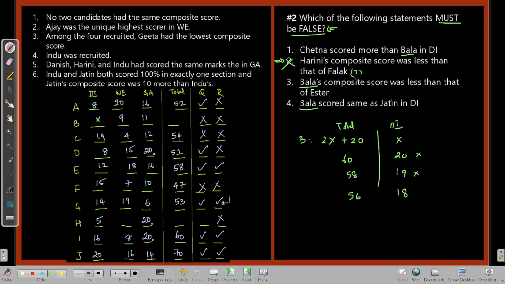That's possible. So the highest score that Bala can take for DI is 18. The highest total score he can take is 56. So that is at least possible so far.